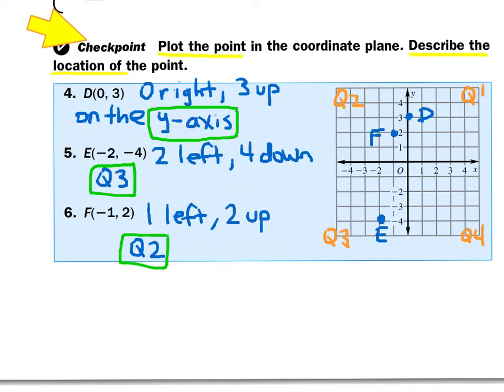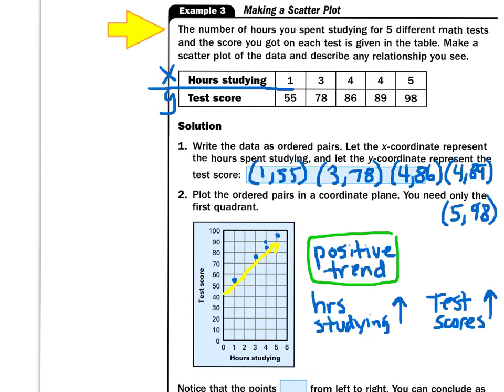Okay, take a look at number 5, letter E. And so we have to move (-2, -4). So start at the origin, move to the left 2, and then drop down 4. Draw your dot, label it E, and notice how it's located in quadrant 3. And then take a look at number 6. Letter F is at (-1, 2). So start at the origin. -1 tells me to move to the left 1. +2 tells me to go up 2, and draw your solid closed dot, label it F, and notice how that's located in quadrant 2.